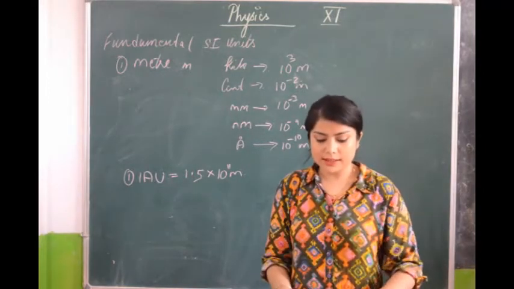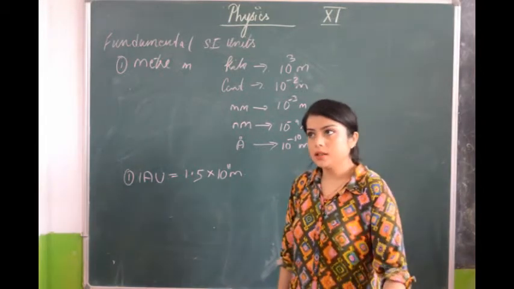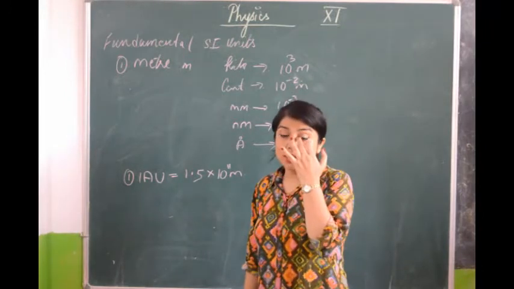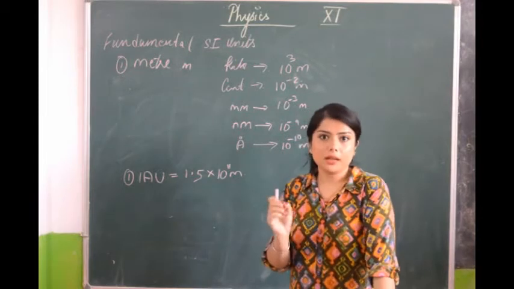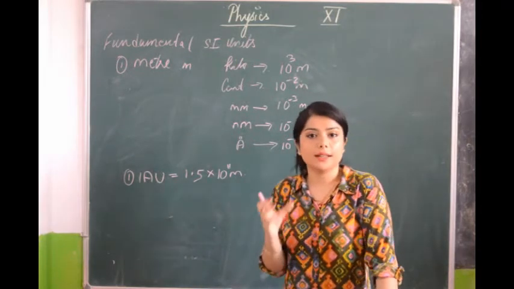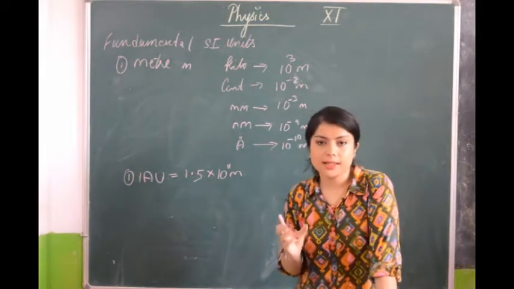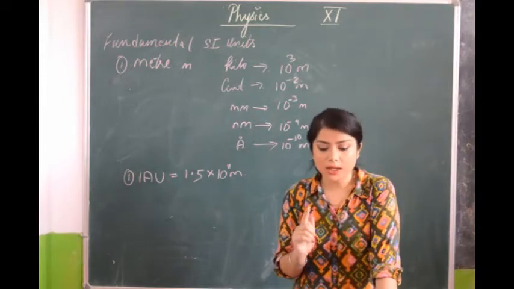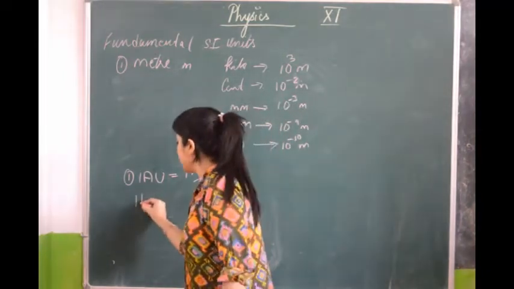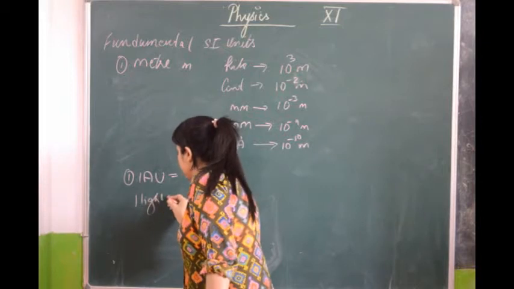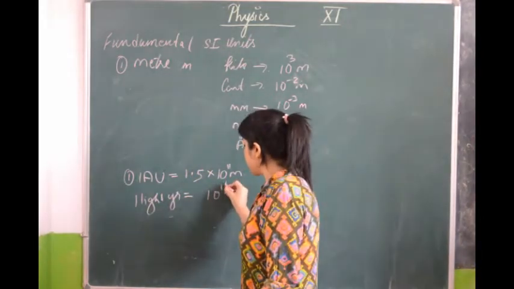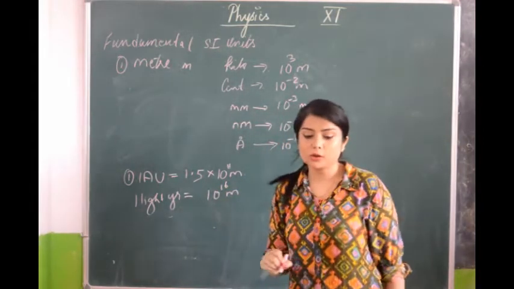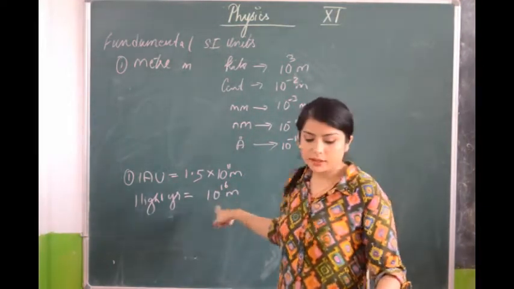Another unit for distance is light year. It's quite confusing, but light year is not a unit for speed or any other thing. It is a unit for distance. So 1 light year is the distance traveled by light in 1 year. 1 light year is equal to 10 to the power 16 meter. This will be the distance light travels in 1 year.